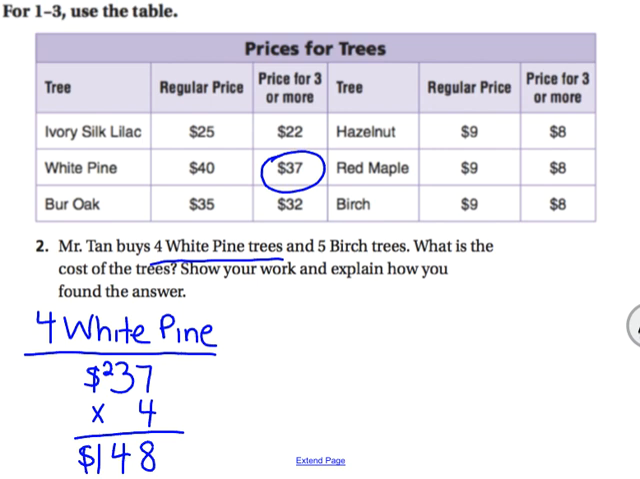Okay, but I noticed that he's also buying a different type of tree. He's also buying 5 birch trees. So now I need to go find birch trees on the table and notice 5. So he's buying 3 or more. So he's going to get that discounted price as well. So the birch trees, he's buying 5 of them, but they cost $8 each.